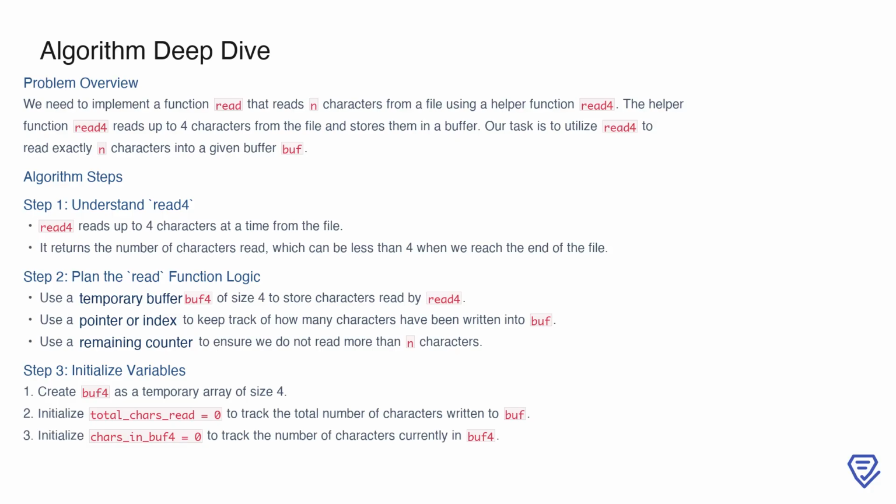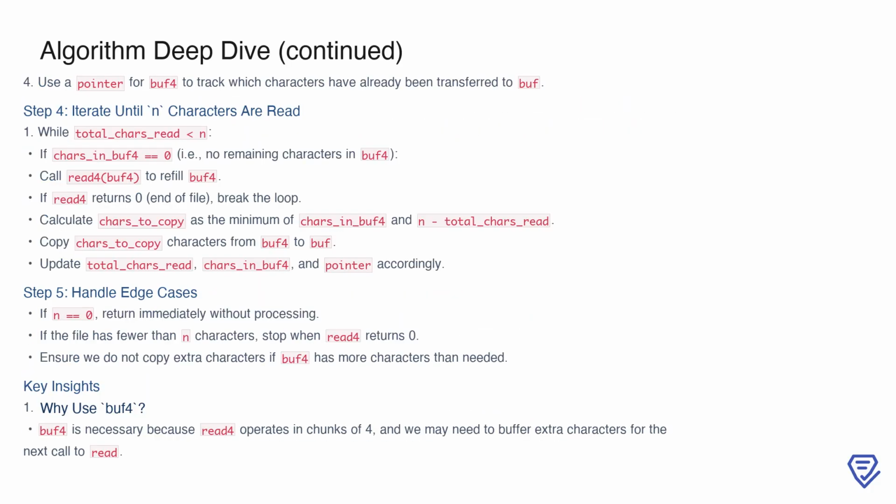To achieve this, we'll start by creating a temporary buffer, buff4, to hold characters read by read4. We'll also maintain a pointer or index to keep track of how many characters have been written into buff so far, and a counter to ensure we stop reading as soon as we reach n characters. These variables will help us manage the flow of data and handle edge cases efficiently. Additionally, we'll use a pointer to track which characters from buff4 have already been transferred to buff.